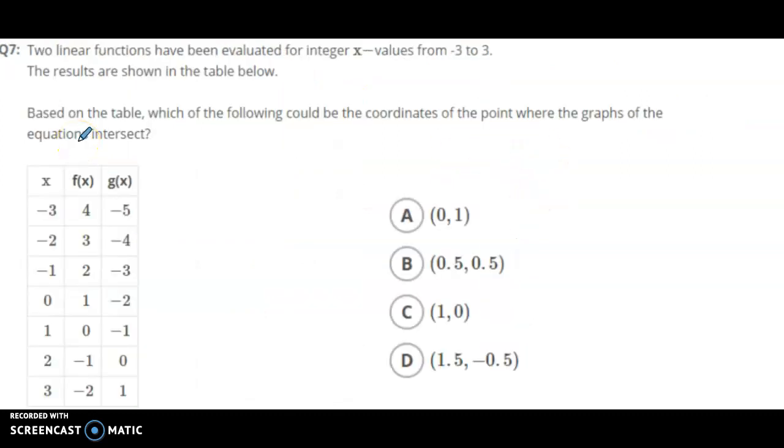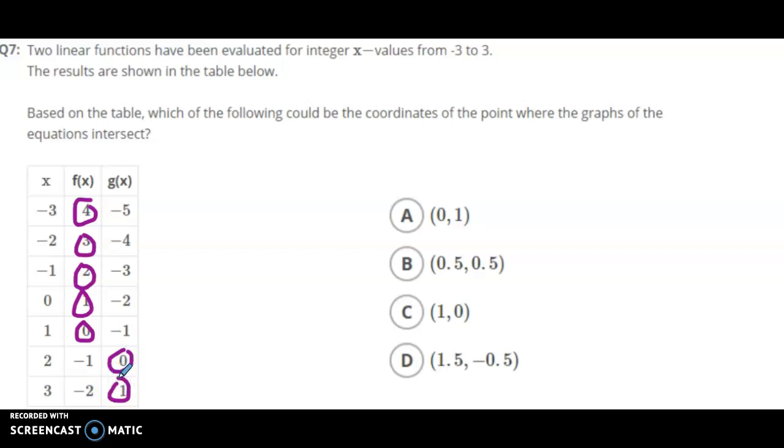Question 7. Two linear functions have been evaluated for integer x values from -3 to 3. Based on the table, which of the following could be the coordinates of the point where the graphs of the equations intersect? So, I'm just going to go ahead and circle which one is bigger, f of x or g of x, for each point. So here 4 is bigger than -5, 3 is bigger than -4, 2 is bigger than -3, 1 is bigger than -2, 0 is bigger than -1, and then we've got 0 over here is bigger, and then 1 is bigger than -2.